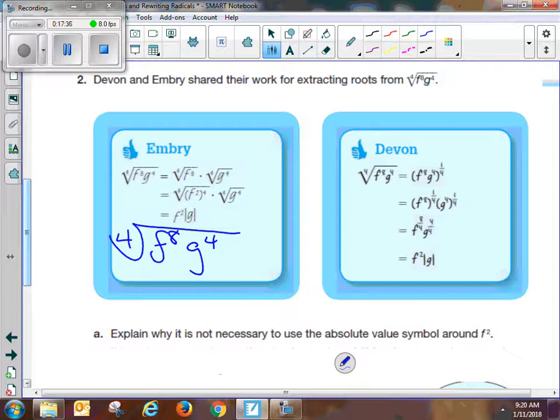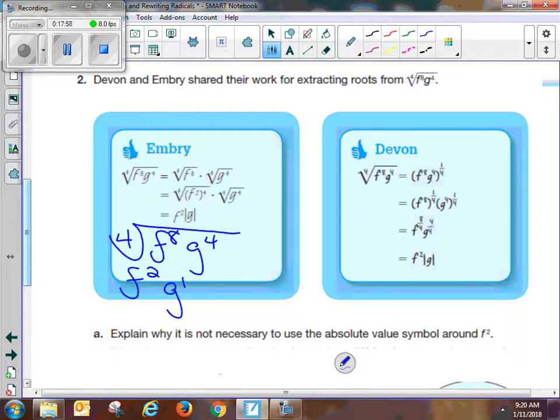How many times does this 4 go into this 8? 2. Good. How many times does this 4 go into this 4? Once. And there's no leftovers. We're going to do a problem with a remainder in a sec. Everybody good so far? Okay, now, here's my problem.